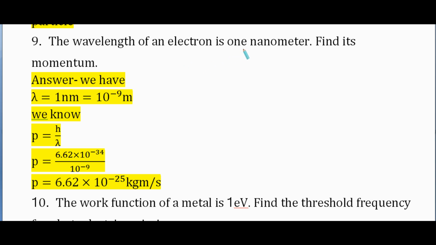The wavelength of an electron is 1 nanometer. Find its momentum. We have lambda equal to 1 nanometer, 10 to power minus 9 meter.